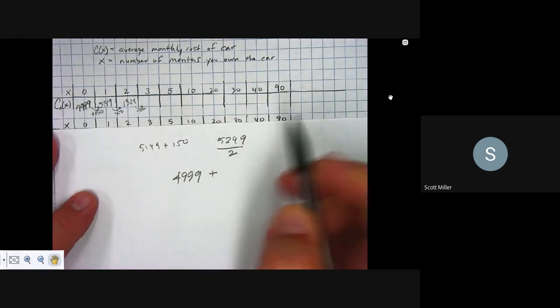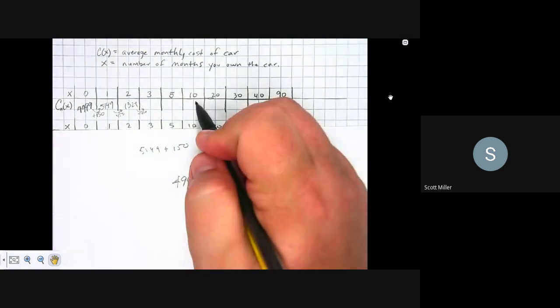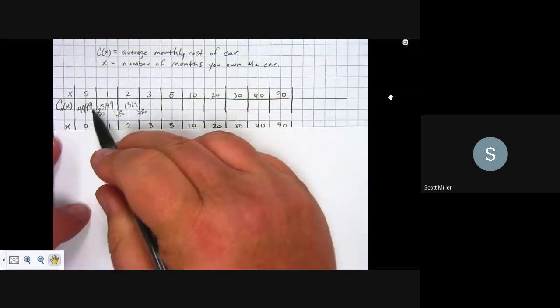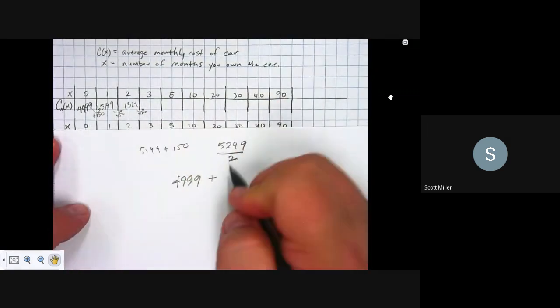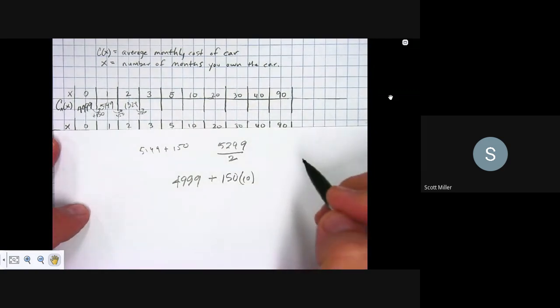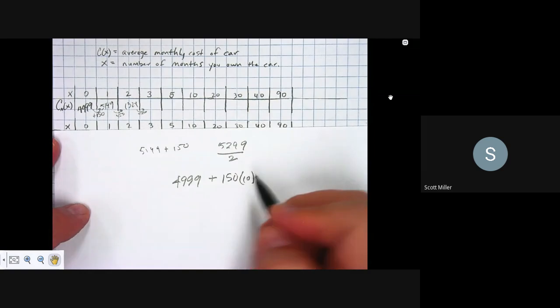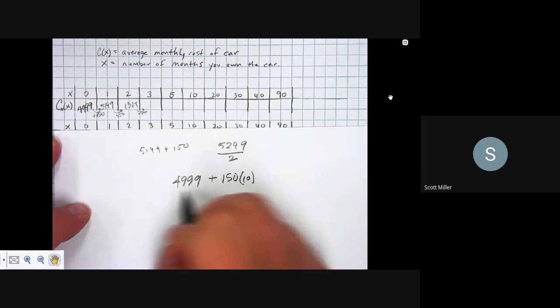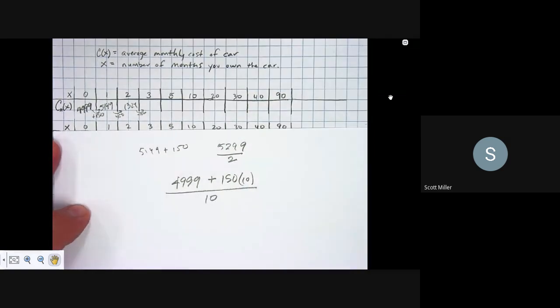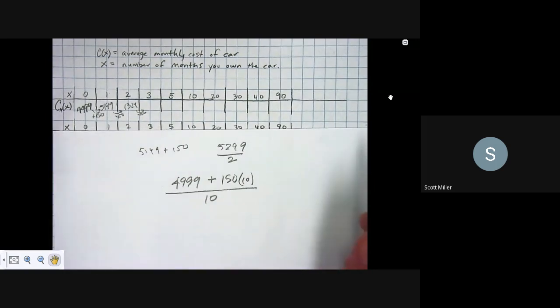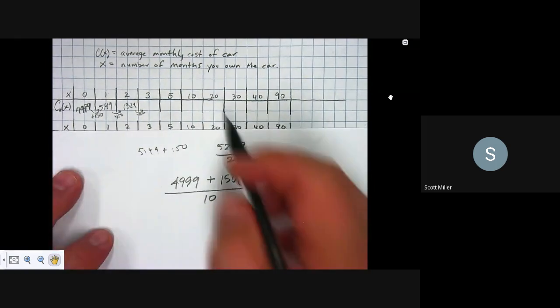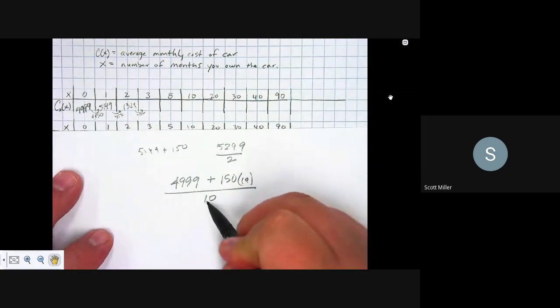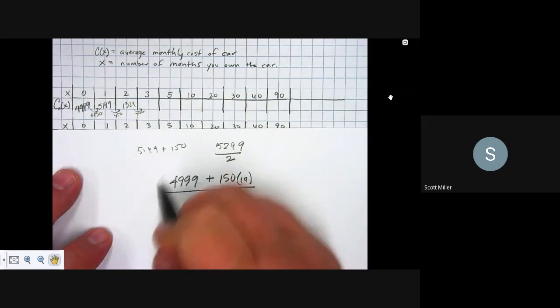And to this, I'm going to add, so if I want to go up to 10, what do I have to do? Well, I have to add 150 10 times. So I'm going to add 150 10 times. Well, that means I added 10 150s. So the average means I have to divide by 10. Okay? So that's how this works. So if I do a 20, then this number becomes a 20, and that number becomes a 20. So this is the pattern that's emerging.